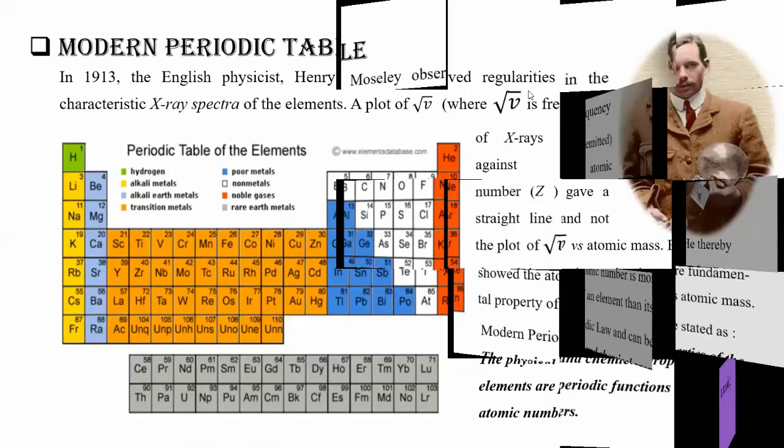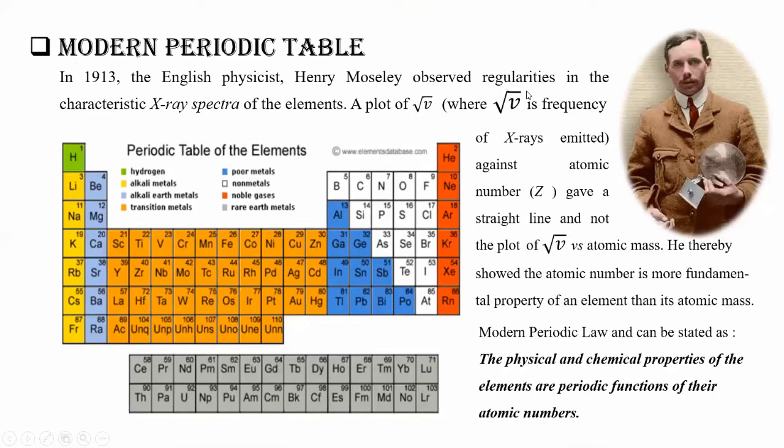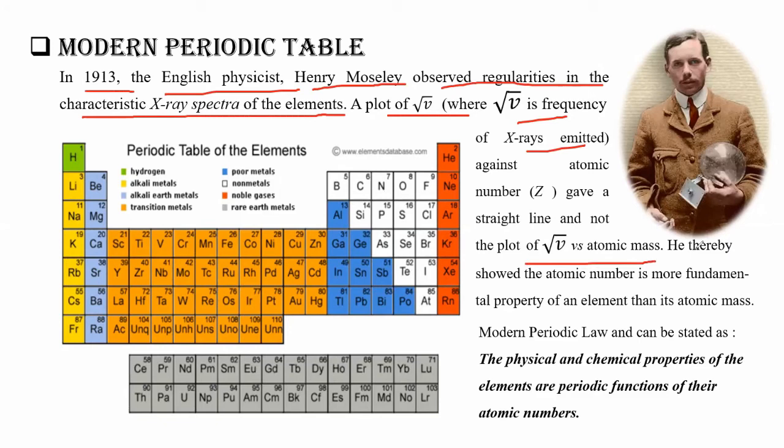Now let us see what we have. Do you know who this man is? This man is actually an English physicist. In 1913, early 1900s, he discovered a big thing. He is none other than Henry Moseley, right? He observed regularities in the characteristic X-ray spectra of the elements, and a plot of frequency versus X-rays gave him the concept of atomic number. He thereby showed that atomic number is a more fundamental property of an element than its atomic mass, right?